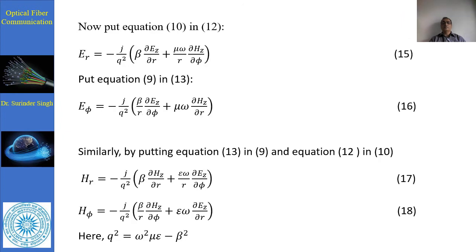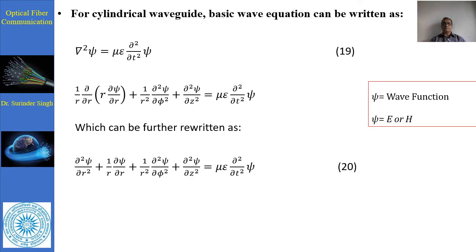So now, for the cylindrical waveguide, the basic equation can be written as del square phi. That is the wave equation which we basically find from del cross E or del cross H, equal to mu epsilon d square upon dt square of phi. So this is the wave function. It may be E or H.